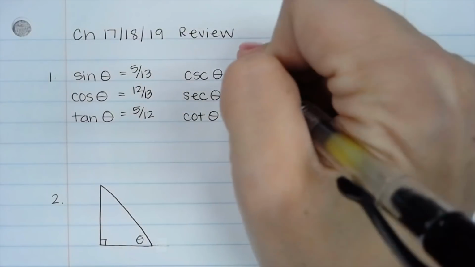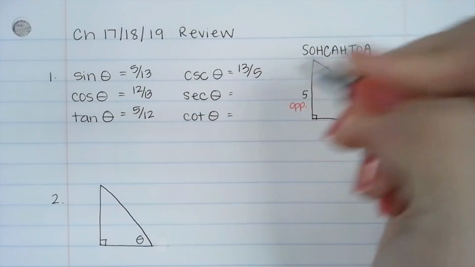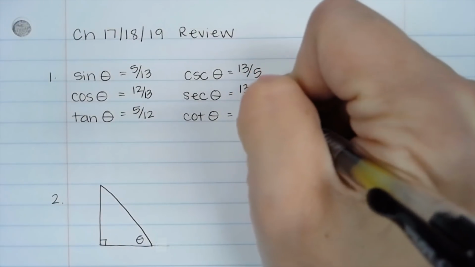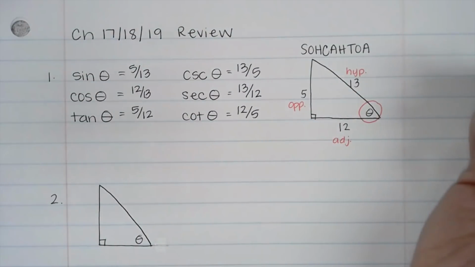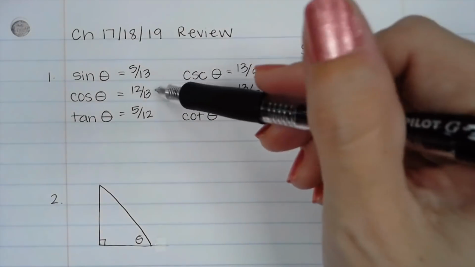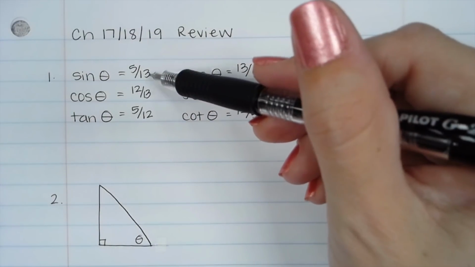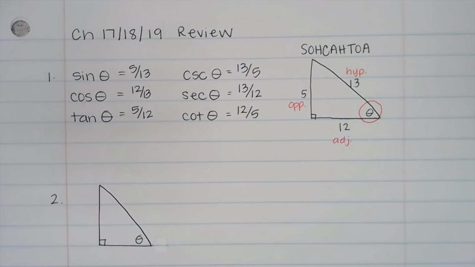Cosecant is the flip of sine. Secant is the flip of cosine. And then cotangent is the flip of tangent. And so you just take these 3 fractions that you find over here and you flip them.